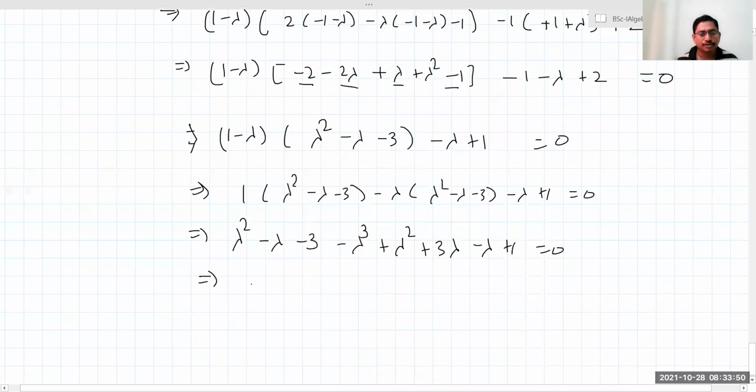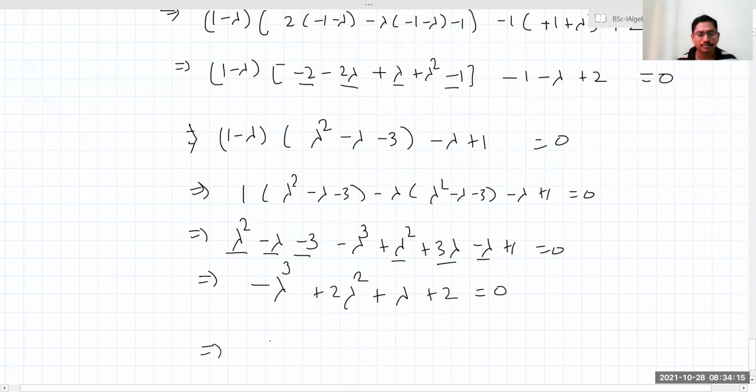So, the highest term is minus lambda cube, next lambda square, it is 2 lambda square, next minus lambda minus 2 lambda plus 3 lambda, so it is just lambda, and last, minus 3 plus 1 is just 2. Okay, this is the equation.